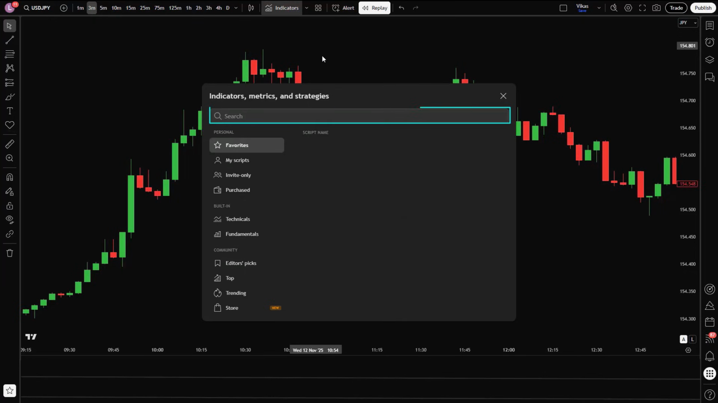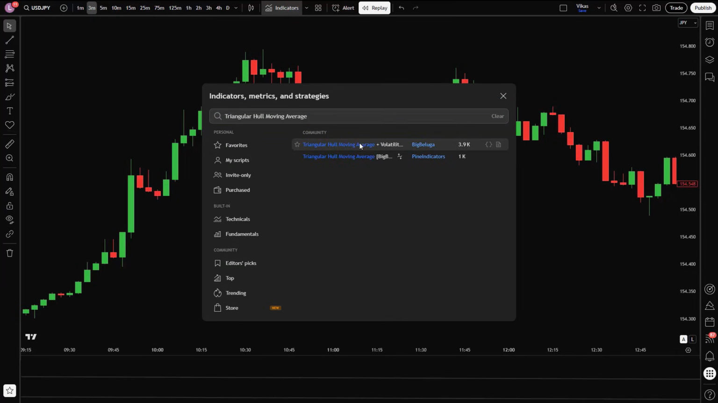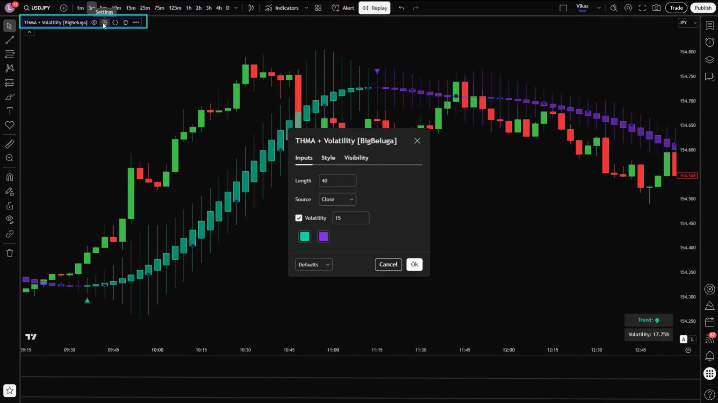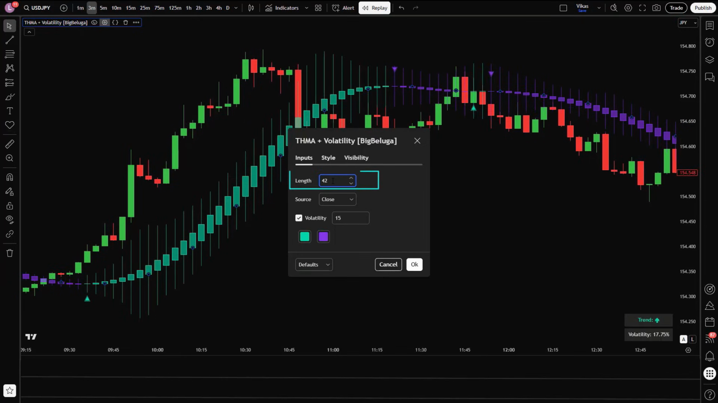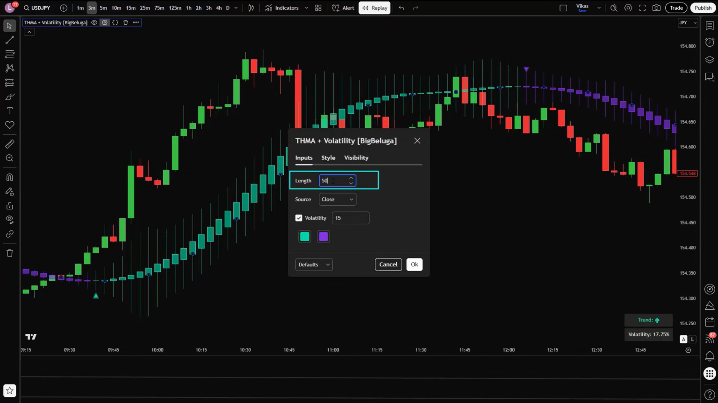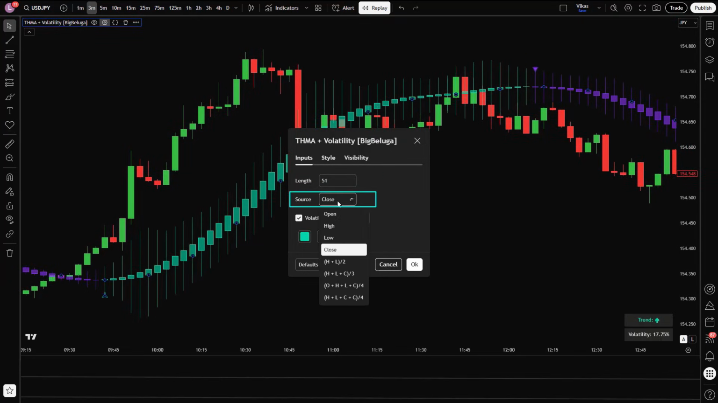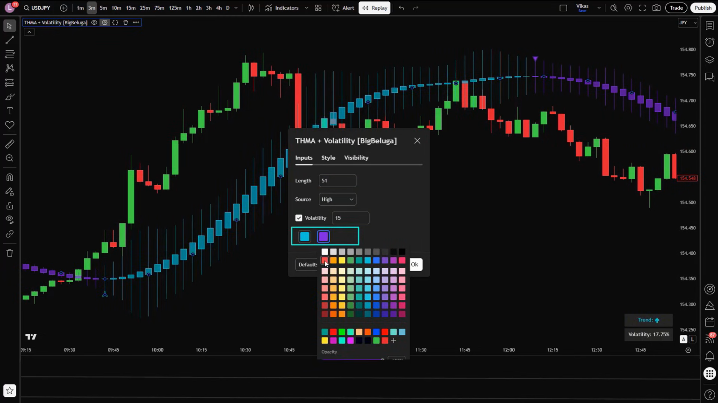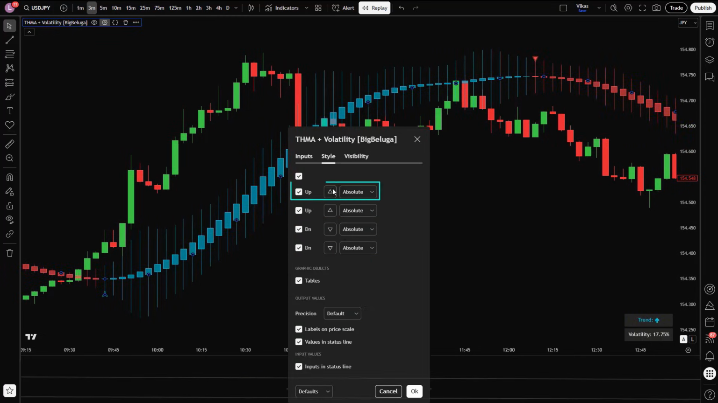First of all, we will search the Triangular Hull Moving Average indicator in the search box of TradingView. After that, we have to click on the Triangular Hull Moving Average option, in which we have to change some settings. We have to change this length option from 40 to 51. Change this source option from close to high. We need to change the color of both these options. Change this up option from triangle up to circle. Change this down option from triangle down to circle.